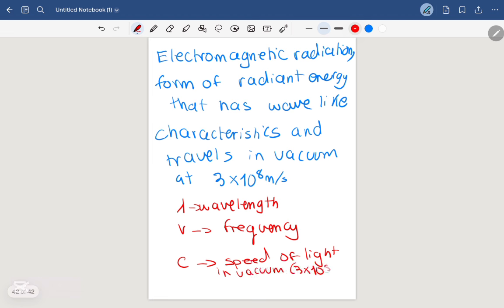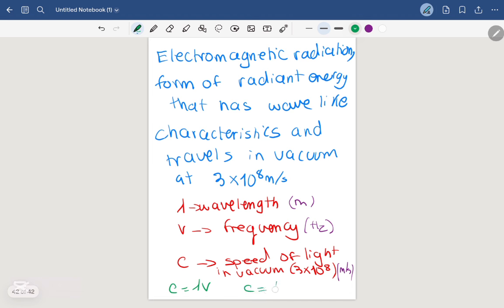Now we did not write their units. Why? Because specifically we will write them now. Wavelength is always in meters. Frequency is always in hertz, and then speed of light in vacuum is always in meters per second. Now, of course, if you guys don't know this equation, then I don't know how you guys are passing physics. So this equation is what? This equation is C is equal to lambda V. Or in physics, it's C equals lambda F.